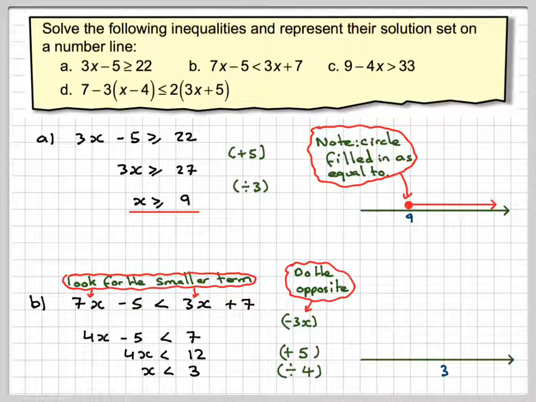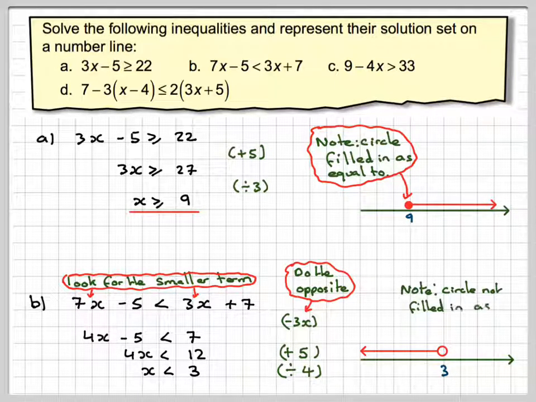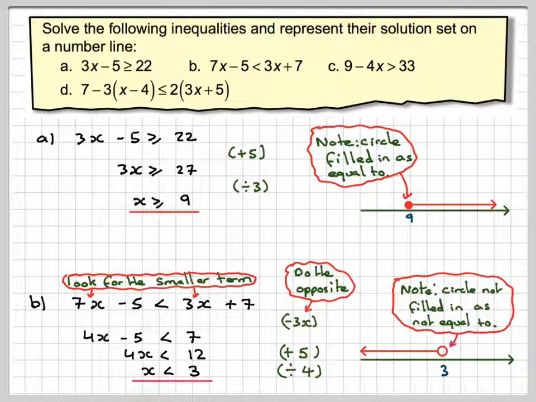Again, drawing a number line, marking on 3. This time you have an open circle. An open circle means it cannot actually be equal to 3. We want to be less than, so we're going to draw a line that way. The circle must not be filled in as it's not equal to.